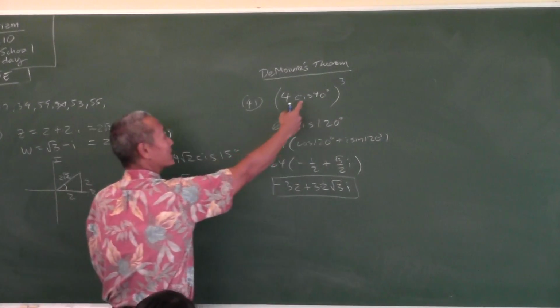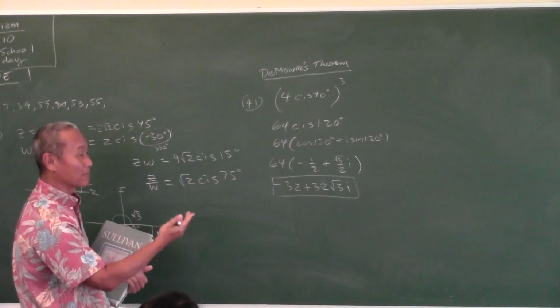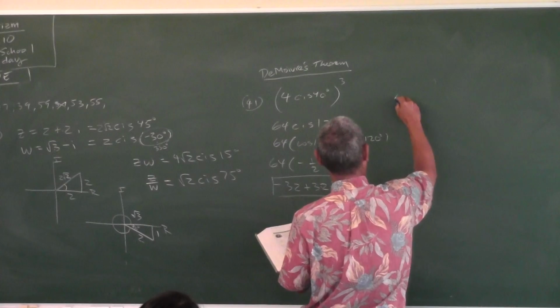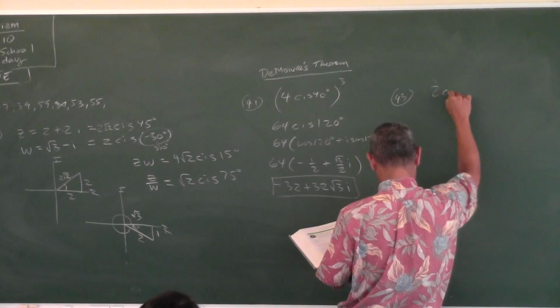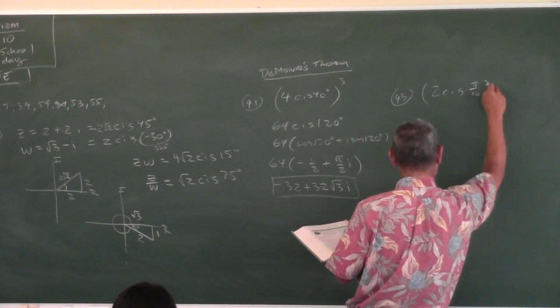Look, De Moivre's theorem, that's like the easiest of the theorems. You just raise r to the power and you multiply the angle times the power. That's so fast. Okay, now we're doing 43. What do we got? We got 2 KISS pi over 10, and we're gonna raise it to the 5th power.